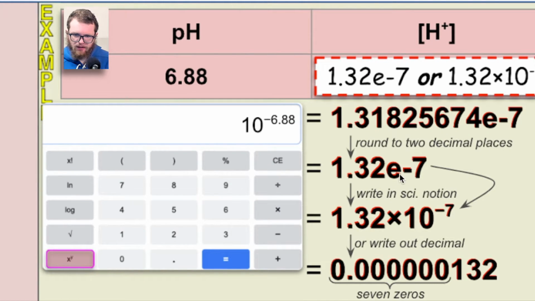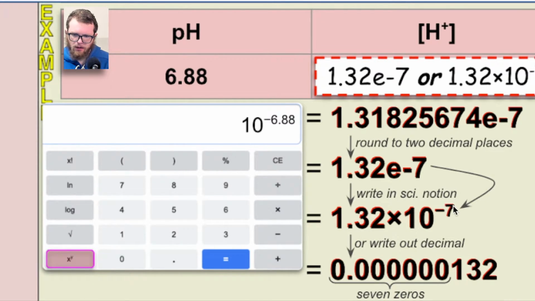E on a calculator answer is not to be confused with the E key. Please do not use the E key. It will give you the wrong answers. E means times 10 to the. So E negative 7 means times 10 to the negative 7th power. So 1.32 times 10 to the negative 7th power would be an answer.